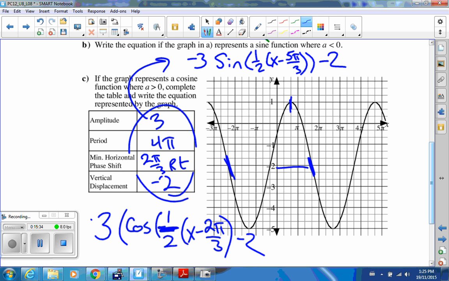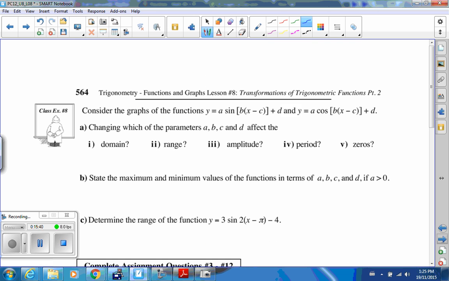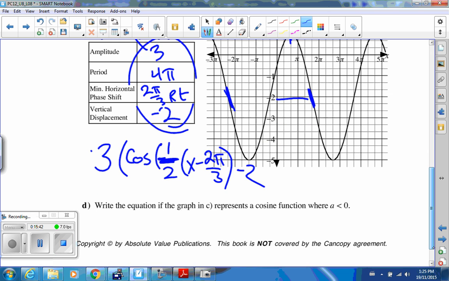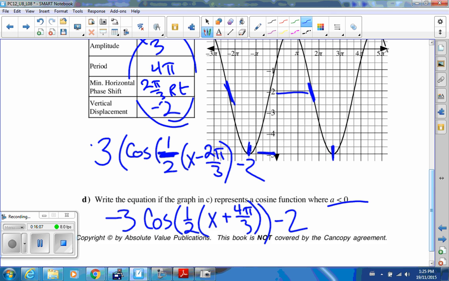And now lastly, if I was doing it as a negative cosine, they're not asking for negative cosine? Oh, I think they did it at the bottom. Yeah. If it was a negative cosine, it's going to be this one or this one. Which one's closer? Well, this is. So 4 pi thirds. So that would be negative 3 cos 1/2 x plus 4 pi thirds minus 2. And that's going to be that value there.